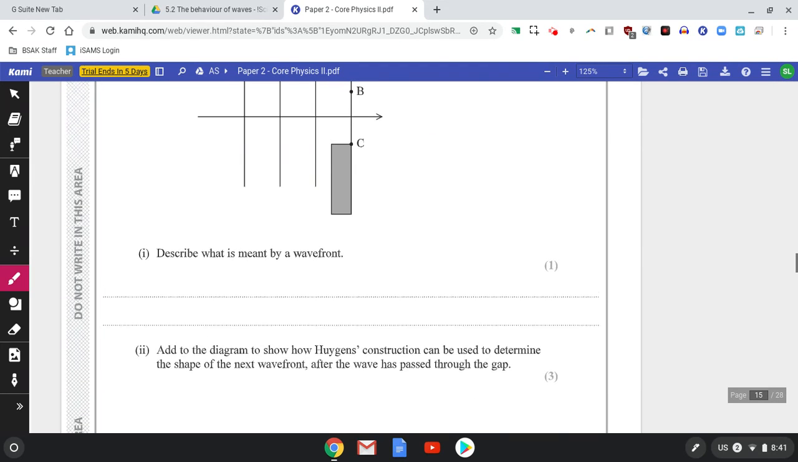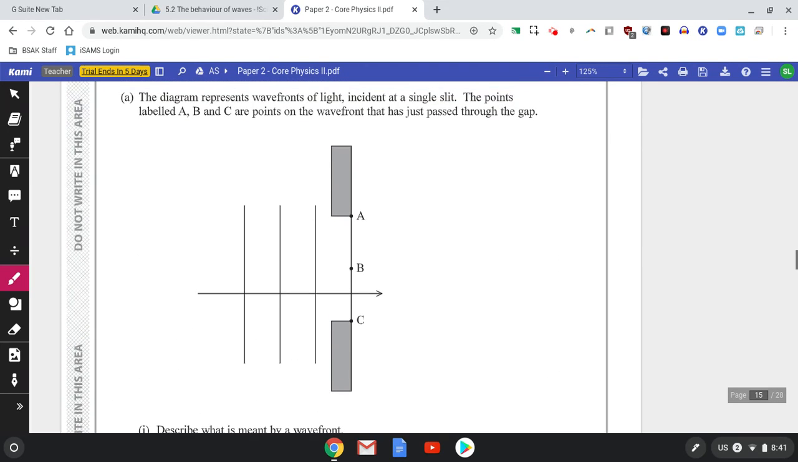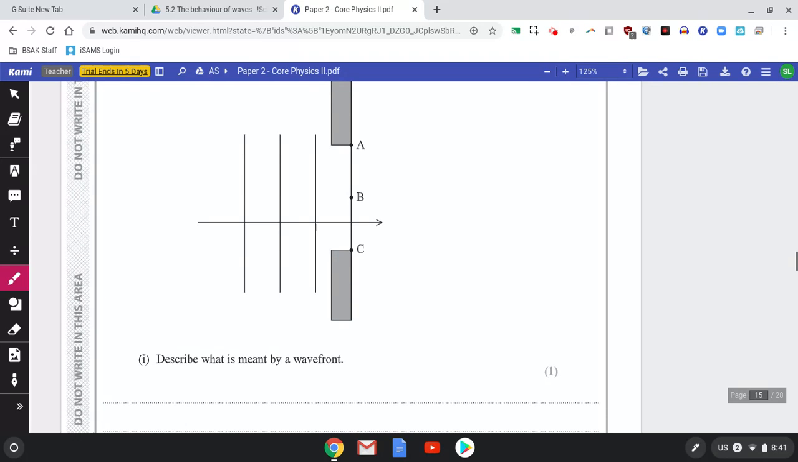First up, though, describe what's meant by a wavefront. Right, again, marks in the bag. This should be instant recall. What's the definition of a wavefront? A wavefront is a line along which all the particles or points of the wave are in exactly the same phase with each other.